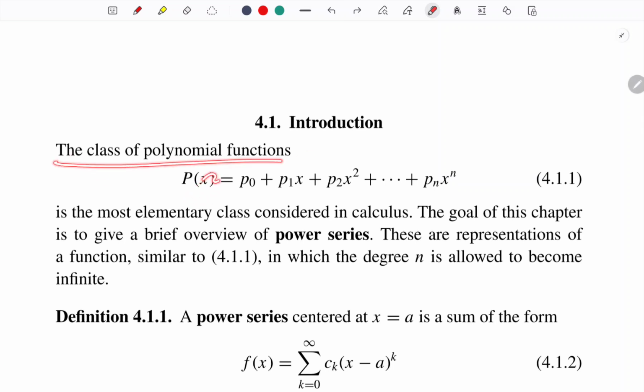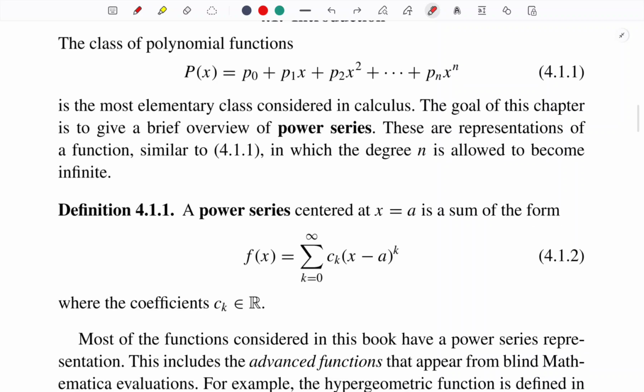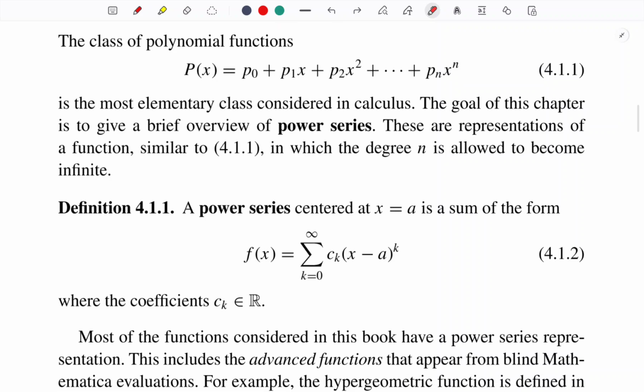The class of polynomial functions p of x is this thing. Yeah, we have been studying these things since class 9th, I think, and it is the most elementary class considered in calculus. The goal of this chapter is to give a brief overview of power series. These are representations of a function similar to polynomials, in which the degree n is allowed to become infinite.